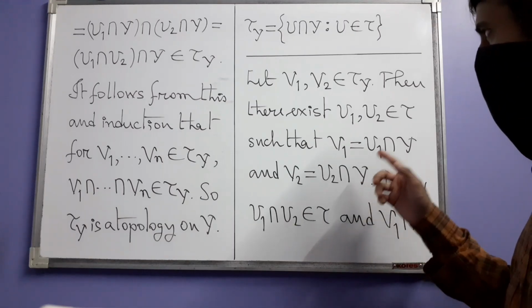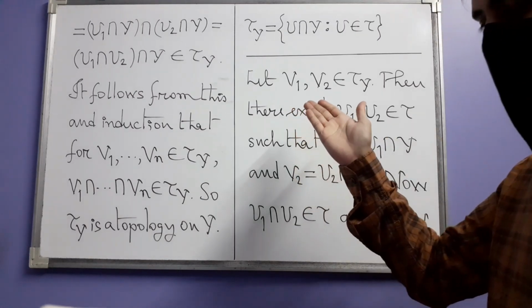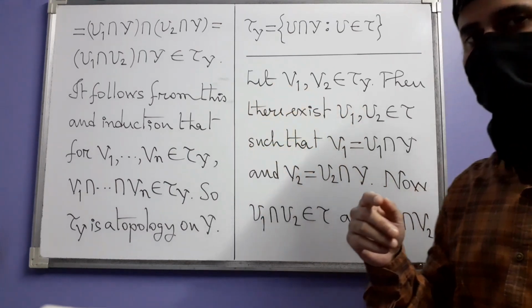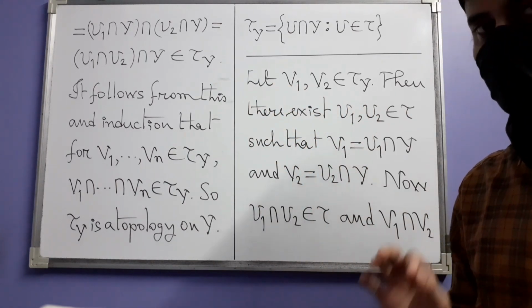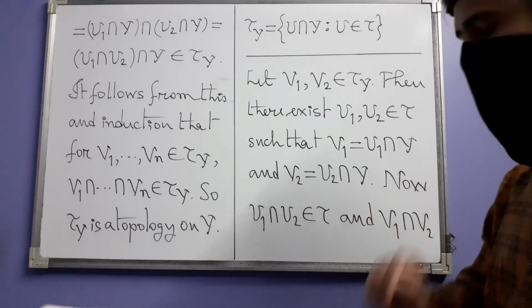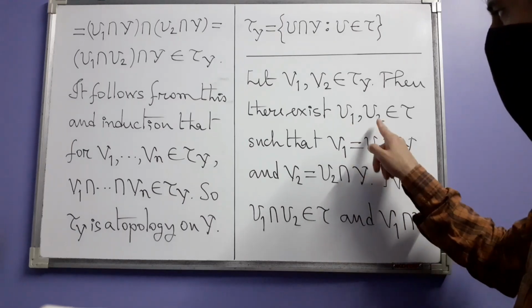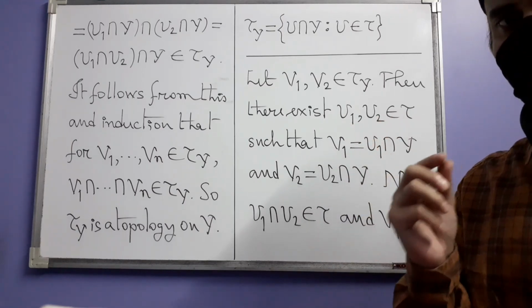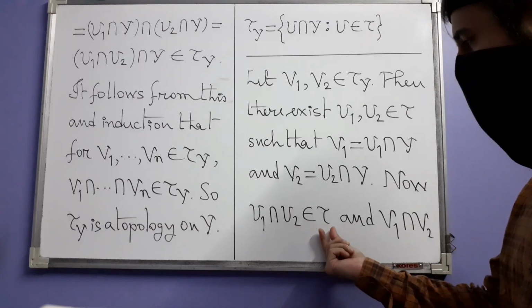Now here you also note one more thing about U1 and U2. What did we note in the previous part? That the union of all the U alphas is in tau. In this case, the intersection of U1 and U2 is in tau. That is because tau is a topology and these are two open sets. That number 2 is a finite number. So the intersection is again in tau.